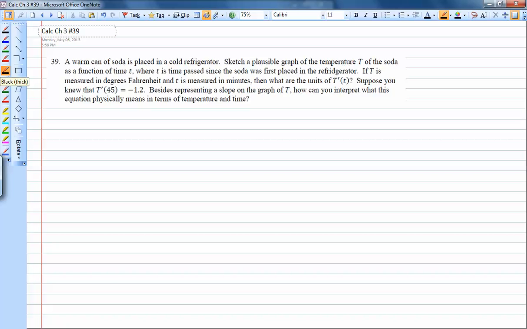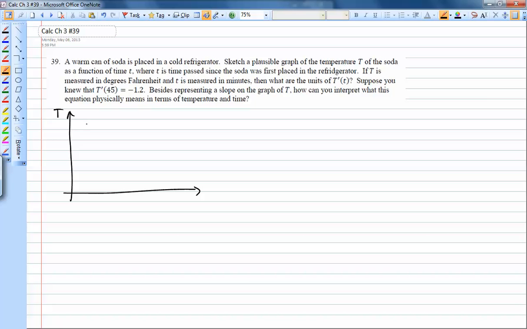Okay, so this is from the homework packet, chapter 3 from calculus, number 39. And it's talking about putting a can of soda in a cold fridge. And you need to sketch a graph of what the temperature of the soda might be. So let's look at this.